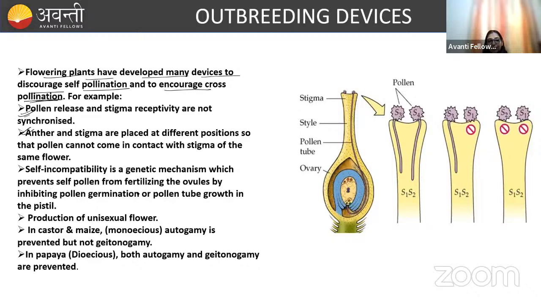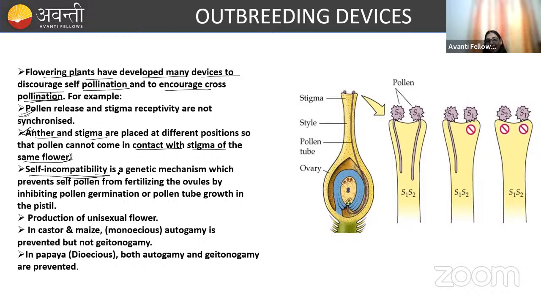Second one is the different position of the anther and the stigma. If the anther and the stigma are present at different positions, then the pollen cannot come in contact with the stigma of the same flower. For example, if the stigma length is larger as compared to the anther, the pollen cannot come in contact with the stigma of the same flower.